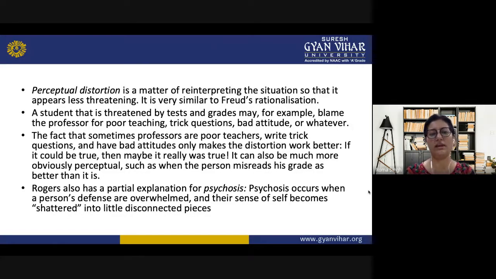Perceptual distortion is a matter of reinterpreting the situation so that it appears less threatening. So it is very much similar to Freud's rationalization. A student that is threatened by tests and grades may, for example, blame the professor for poor teaching, tricky questions, bad attitude, or whatever. So he does not want to accept that he has failed and has not done the proper study. The fact that sometimes professors are poor teachers, write trick questions, and have bad attitudes only makes the distortion work better. If it could be true, then maybe it really was true.